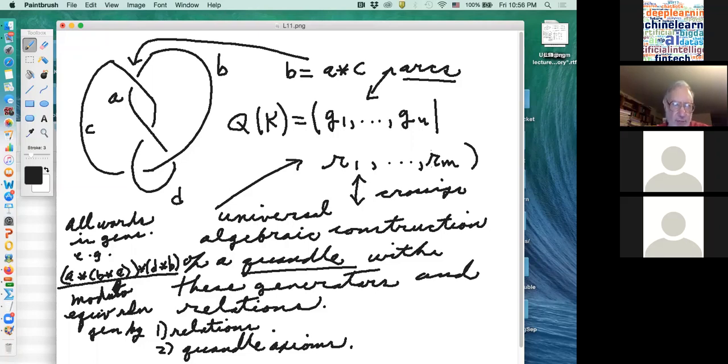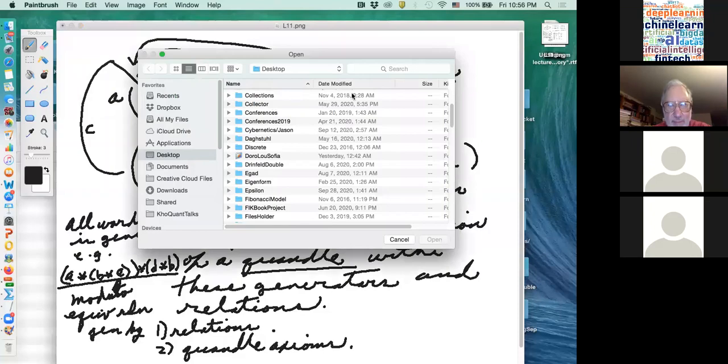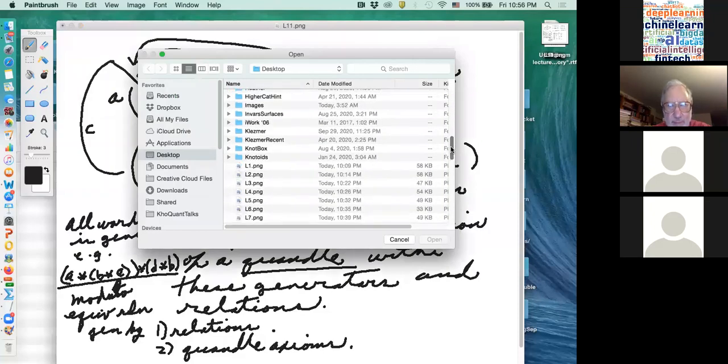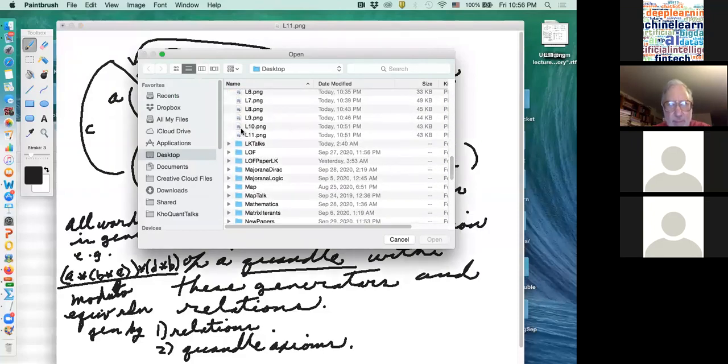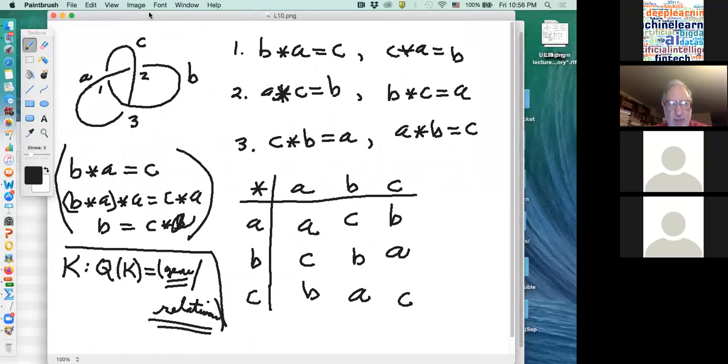Now, of course, it's not something that you can know directly very easily, except in special cases. But in fact, we just did find out everything we needed to know about the universal algebraic construction of the quandle for the trefoil knot. Let's look back. Because we just did exactly what I told you we should do.